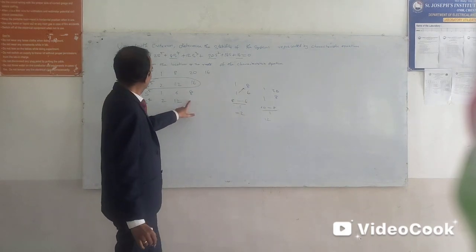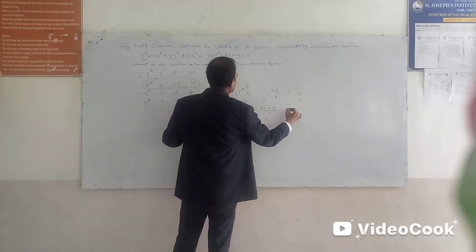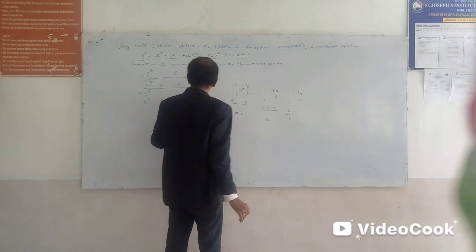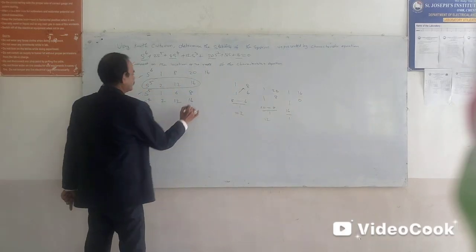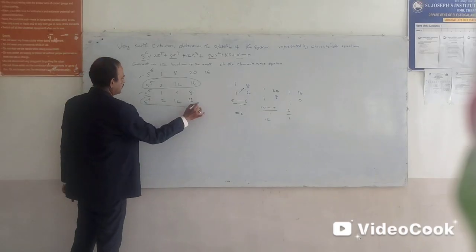Next term: 8, 6. First column is 1, 1. Next column is 16, 0. So 16 minus 0 divided by 1, so we will be getting again 16. This is also divisible by 2.